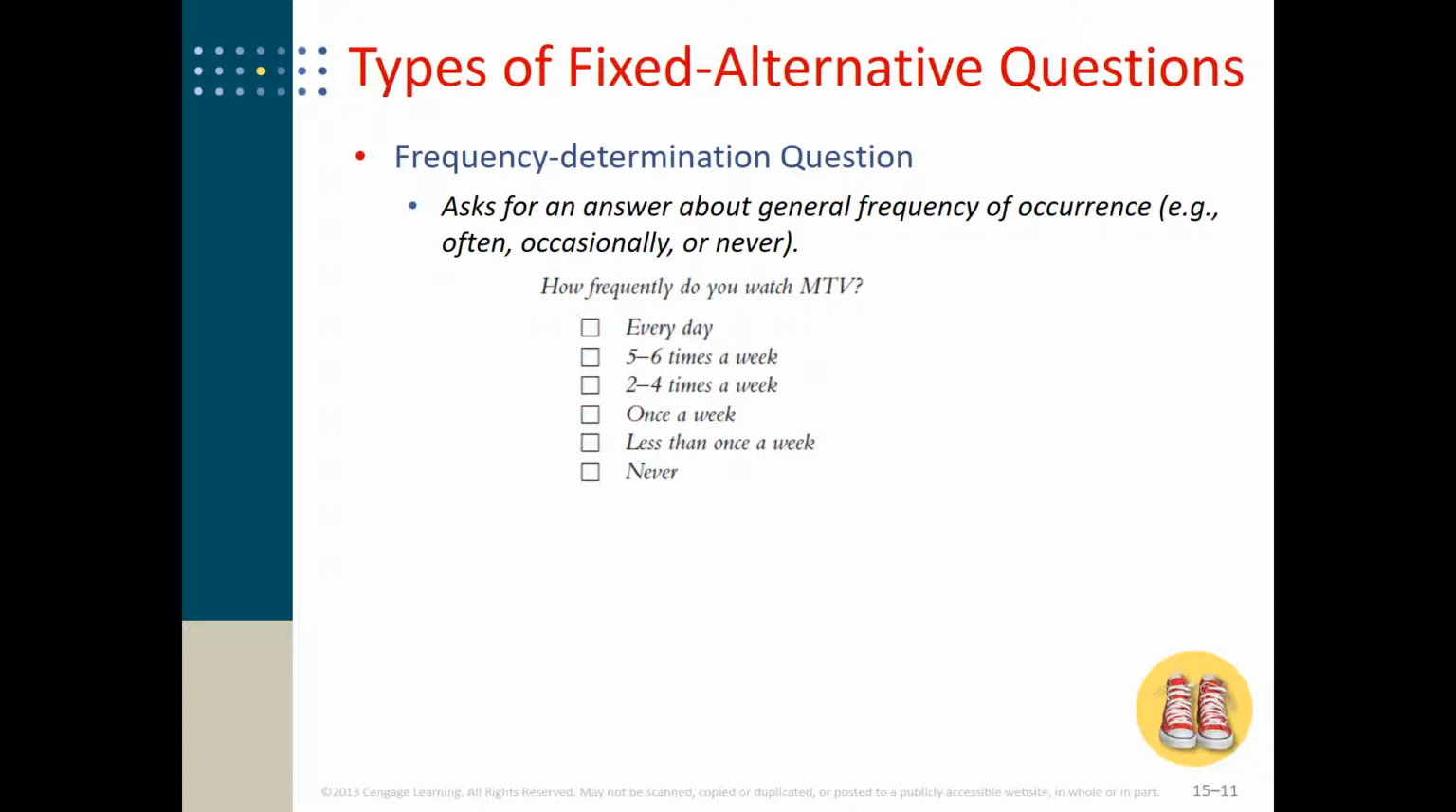Frequency determination question is somewhat related to the other type of question that we discussed in the last slide, that is determinant choice question. In this case, you have more than two answers, but this question is particularly applicable when you are asking about the frequency of something occurring. For example, how frequently do you watch MTV? Every day, 5 to 6 times a week, 2 to 4 times a week, once a week, less than once a week, never. So you are asking respondents to provide a frequency of something occurring. That's why it's called frequency determination question.